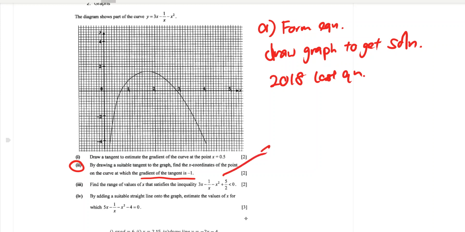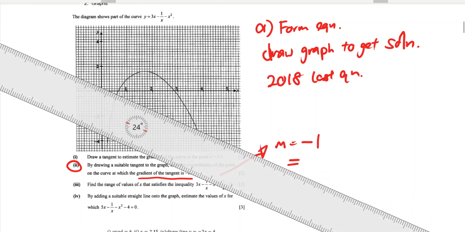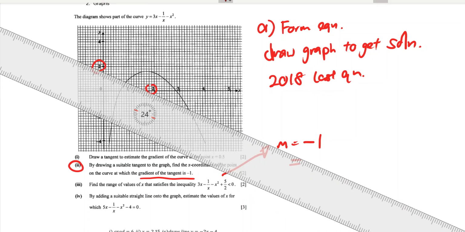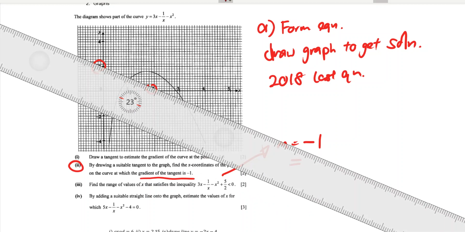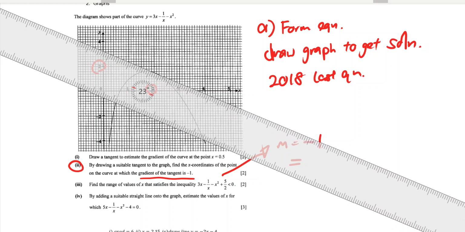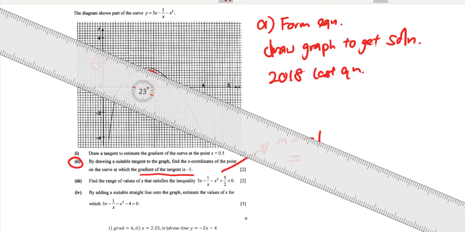First you must know that if the gradient is equal to negative 1, it means that the rise over run is 1, just that it's in a negative direction. So where rise over run is 1, if I take 2 here and then 2 here, in this case the rise over run would be 1. Then use your ruler and look for the point where it equals 1, and you realize that it is exactly here.